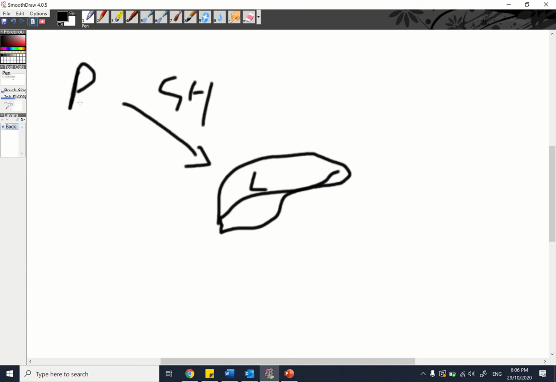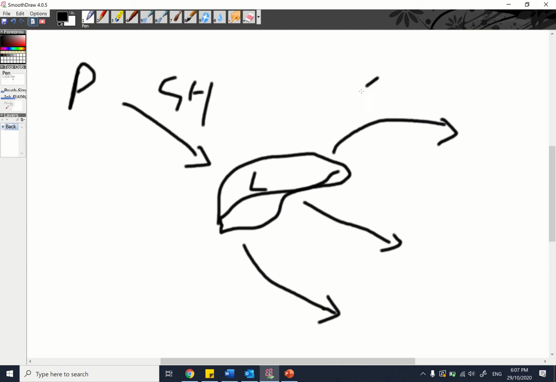So the pituitary releases growth hormone, which goes to the liver. The liver processes this message because it's a chemical message that tells the liver to produce growth factors, GF, not for girlfriend, growth factors. And this could go all places.